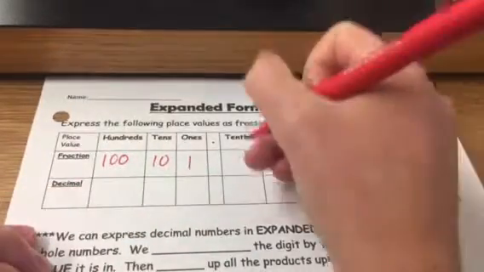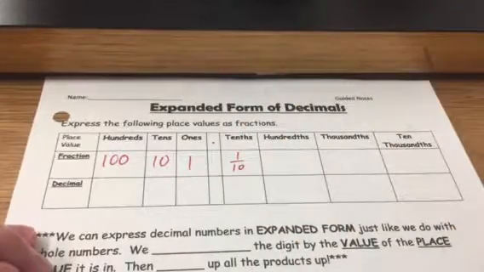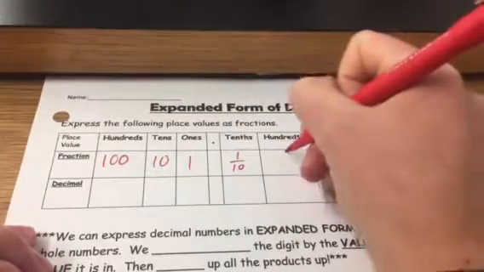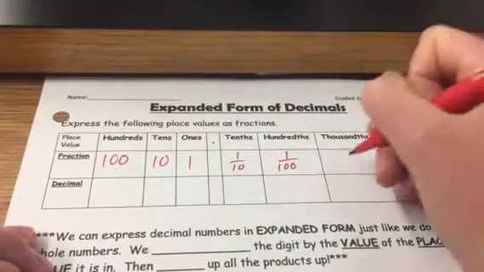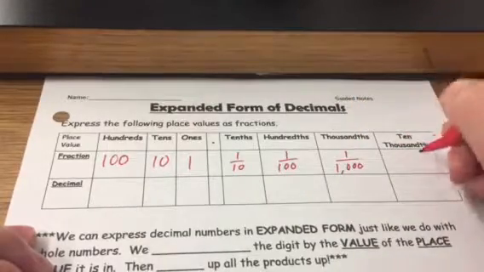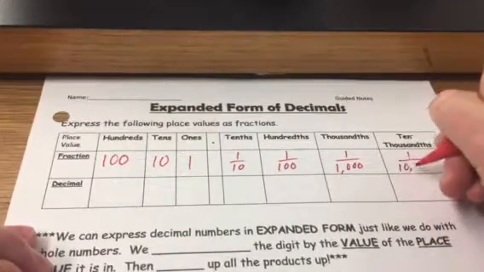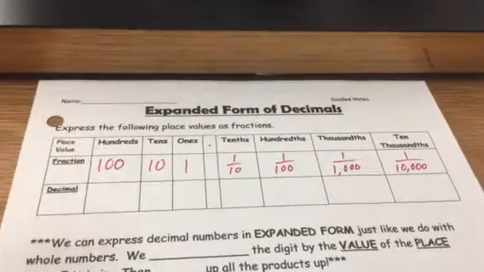And then when we get to tenths, well, tenths as a fraction is 1/10. 100th is 1 over 100. Thousandths, 1/1000th. And a 10,000th is 1/10,000th. So this is going to be really important when we start expanding it out in fraction form.